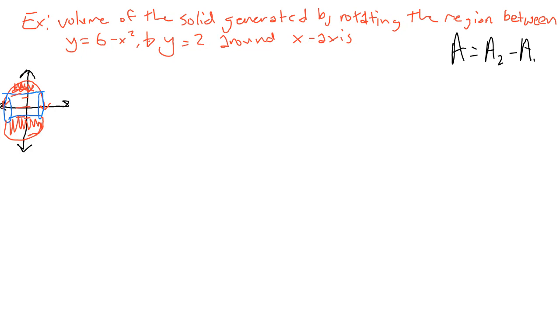So first thing we need to do is figure out where our bounds are going to be. So we can set our two equations equal to each other. I'm going to switch colors real quick. We can do 2 is equal to 6 minus x squared. You're going to get negative 4 equals negative x squared, so x squared equals 4, and then x equals plus or minus 2 for our bounds. So now we can set up our integral. So we're going to go from negative 2 to 2.